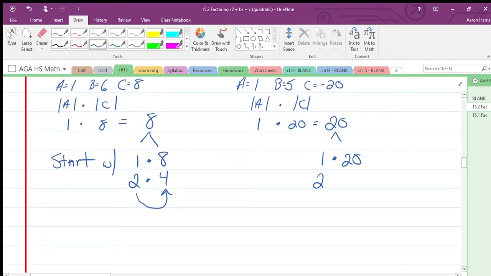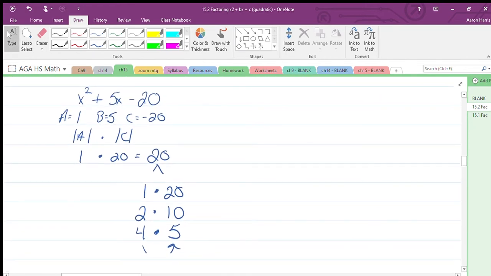Go to 2. 2 times what? 10. Does 3 go into 20? No. Does 4? Yes. 4 times what? 5. So do I go to 5? No, because it's already on the right-hand side. And that's how I know I'm done.